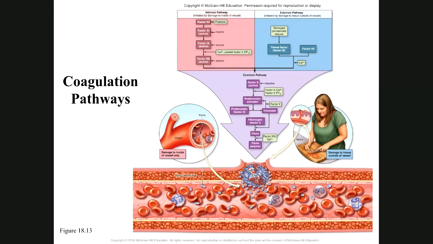With the extrinsic pathway, you've got this damaged perivascular tissue, then initiates tissue factor 3. And we also have tissue factor 7, which then these can come together to initiate factor 10, prothrombin, fibrinogen. This is what starts to form the mesh and forms the clot here.